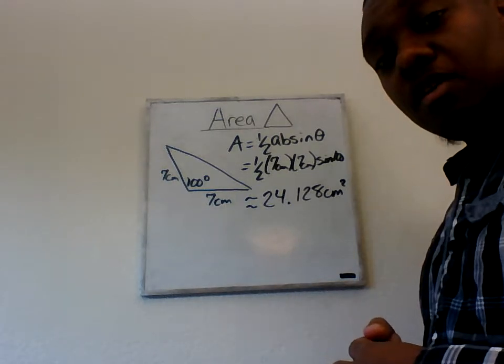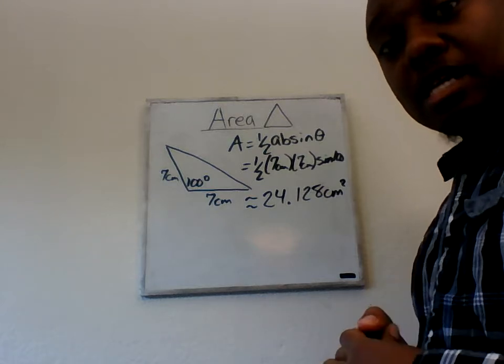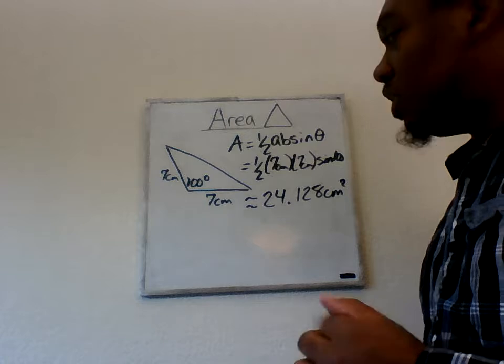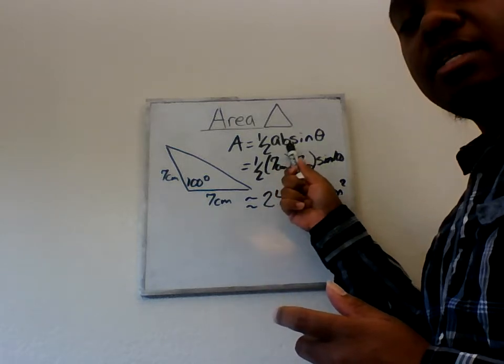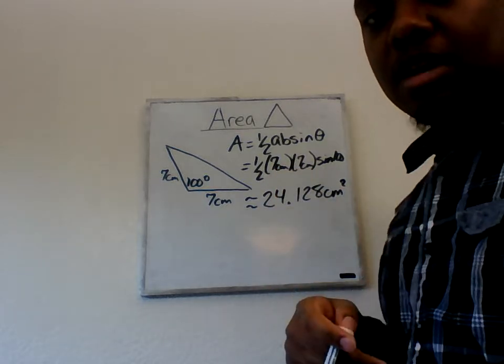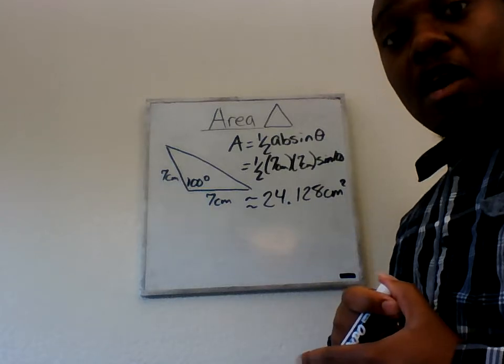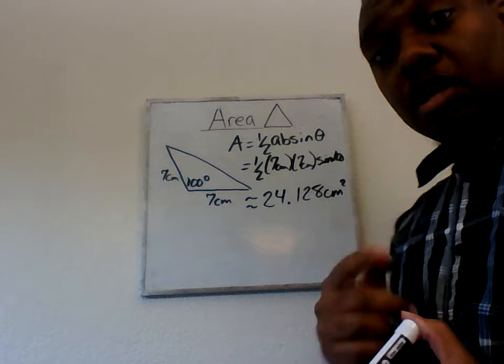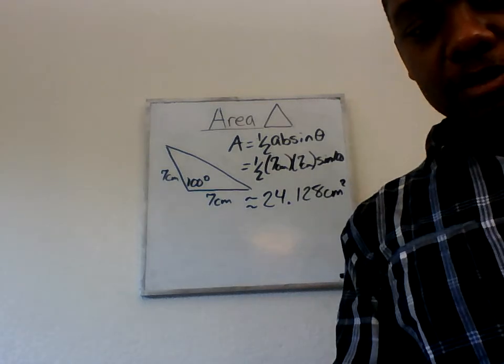All right, well, that's how you find the area of a triangle when given two sides and the angle between it. You take 1/2 the product of the two sides times sine of the angle that's between them. Now, what if we're not given any angles, but we're given all three sides? We're going to look at that next. I'll see you soon.